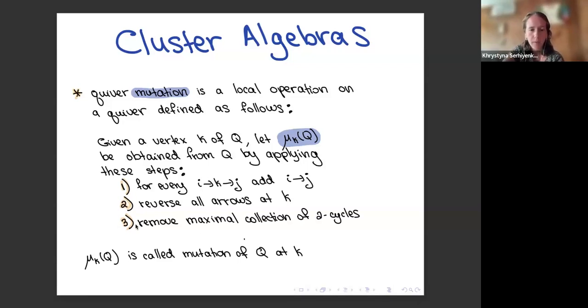And our last step, step 3, well, in this operation, steps 1 and 2, you could have possibly created some 2 cycles. And we do not like 2 cycles. So in step 3, we're going to remove a maximal collection of 2 cycles if there were any. So at the end, again, we're going to have a quiver with no 2 cycles, so everything is good. So the order actually does matter here. So you want to make sure you keep the order. Sometimes it may be defined differently, but then the order would be switched. And again, this mu K of Q is called the mutation of the quiver at vertex K. So this depends on the vertex you're going to mutate in.